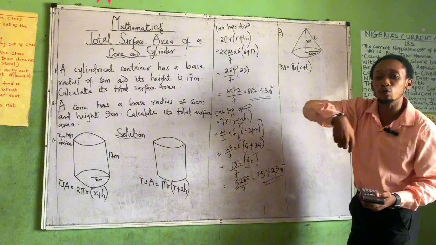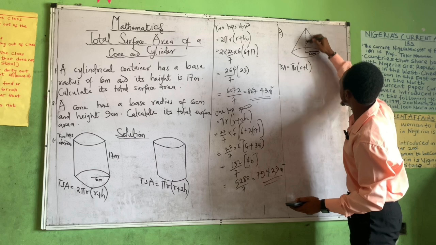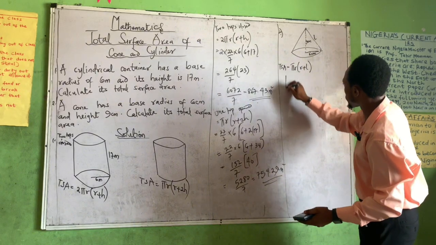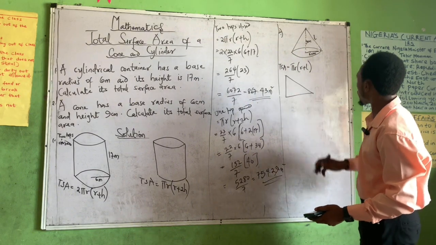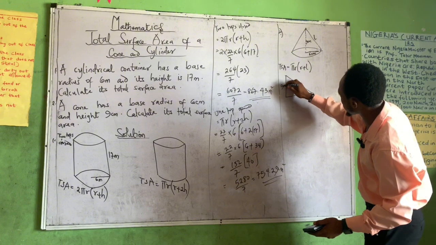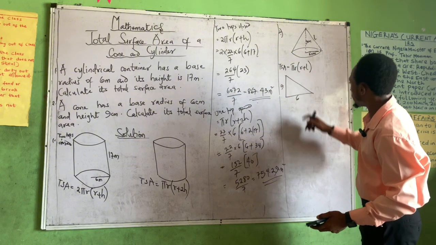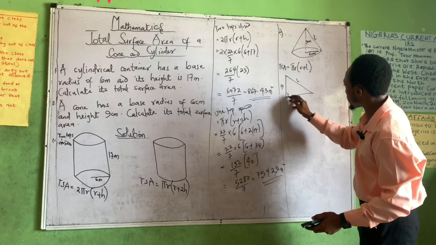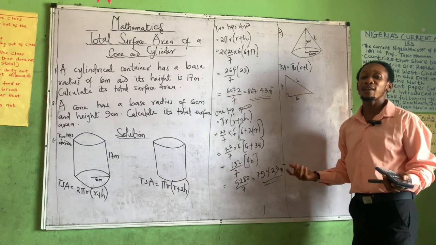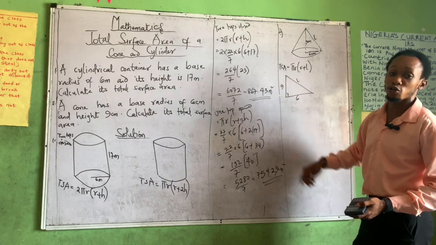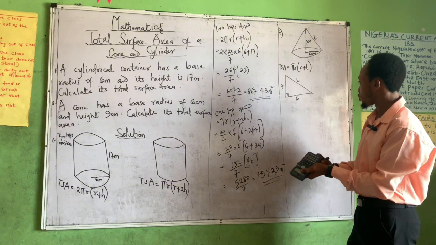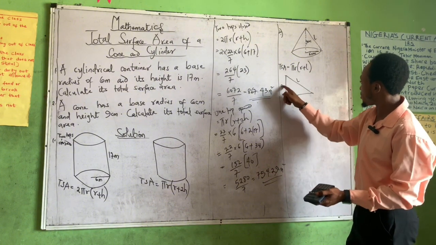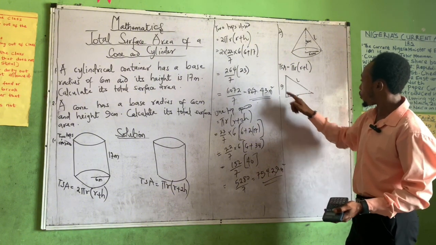Now let's go back to the triangle. This is a triangle, let me bring it out. So 9 is the height, 6 is the radius, and here is the slant height. Let's make this a right angle triangle. Remember, in a right angle triangle, the side facing the right angle is your hypotenuse.